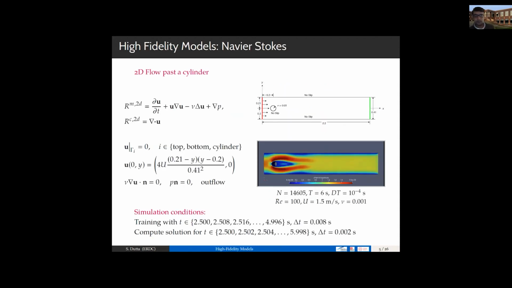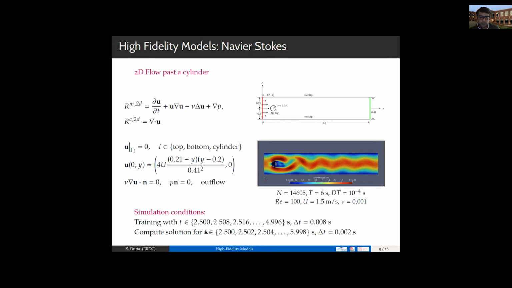Quickly, I will be looking at two types of numerical examples. One is a very famous benchmark problem using the 2D incompressible Navier-Stokes equations of flow around a cylinder. This has been solved in OpenFOAM, where there are three variables, U, V, and pressure P. Every variable has about 14,000 computational degrees of freedom. The simulation runs for 6 seconds, but for the training, we'll be using the time period from 2.5 to about 5 seconds with a coarser training time step.